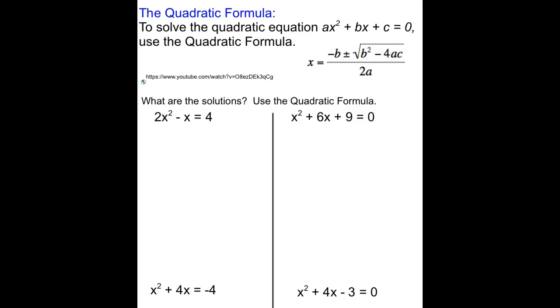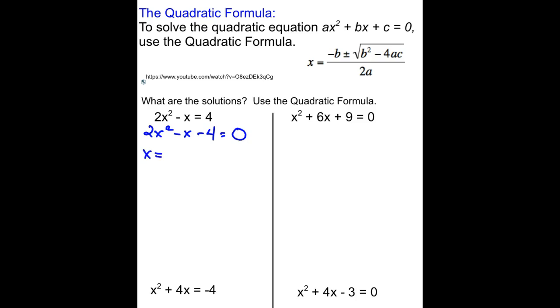So for our first example, do we need to do any rearranging? Yes. What do we have to do? Yes, we have to move that 4 over. So 2x squared minus an x minus 4 now equals 0. Can you identify a, b, and c? What would my a value be? A is 2. B is? Good, -1. C? All right, -4.